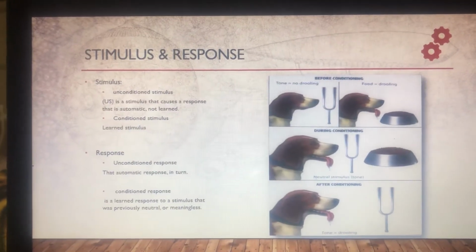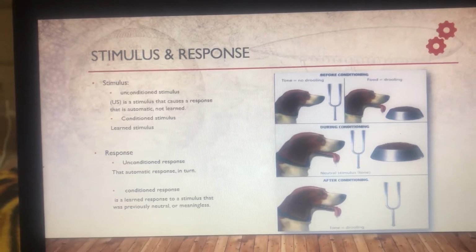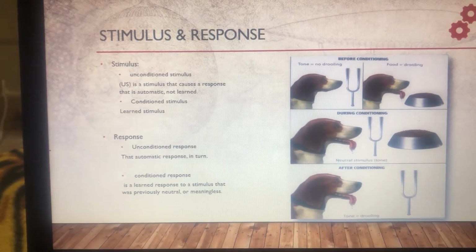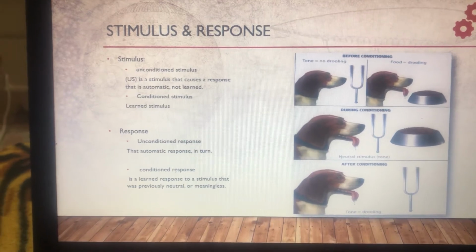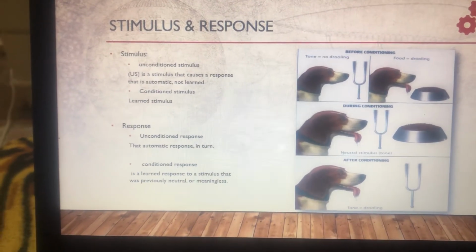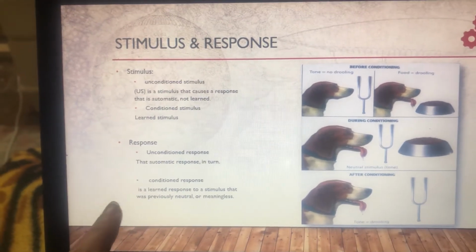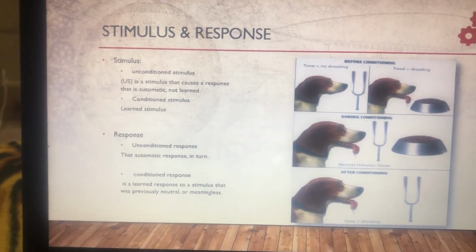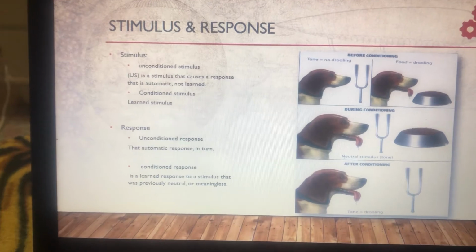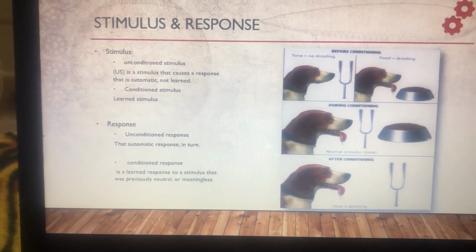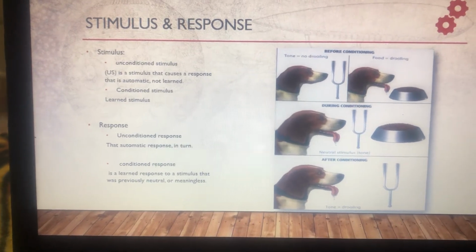Second, we're going to talk about the stimulus and response of classical conditioning. We have two types of stimulus, the unconditioned and the conditioned stimulus. The conditioned stimulus is the learned stimulus that results in the conditioned response. The unconditioned stimulus is the stimulus that causes a response that is automatic, not learned, which also results in the unconditioned response. What we mean by unconditioned response is the automatic response in return.